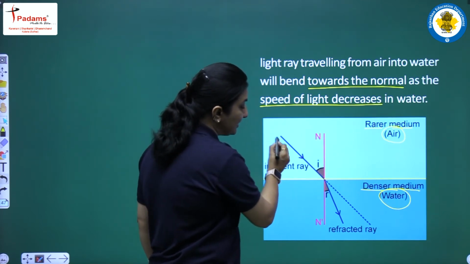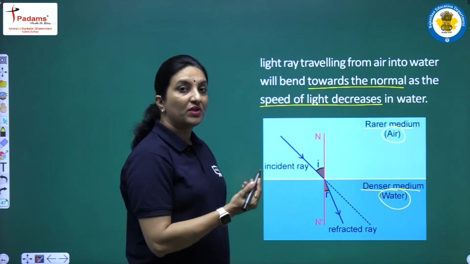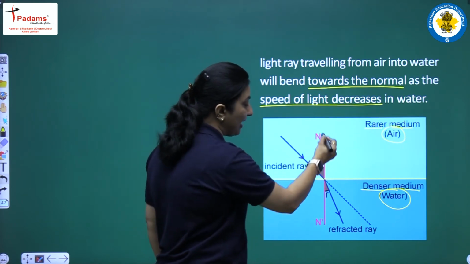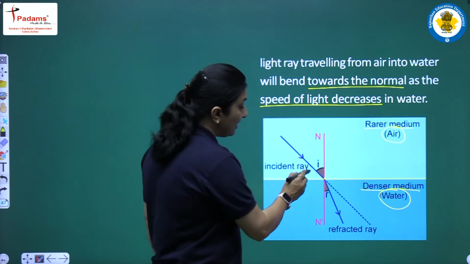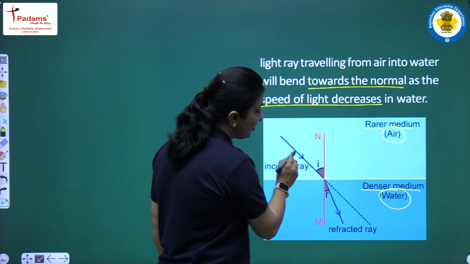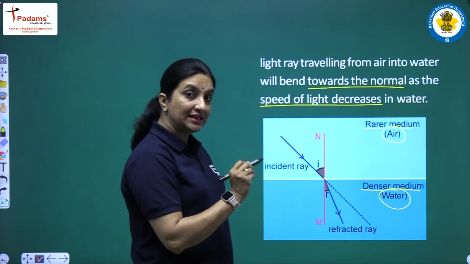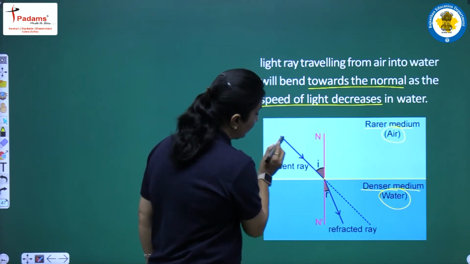So when the incident ray of light is incident at some angle, say I, which is the angle between the incident ray of light and the normal drawn at the point of incidence, then what we see is that if the medium was not changing, then the light ray would have moved in this straight line. But since the medium is changing, the light ray changes its path.